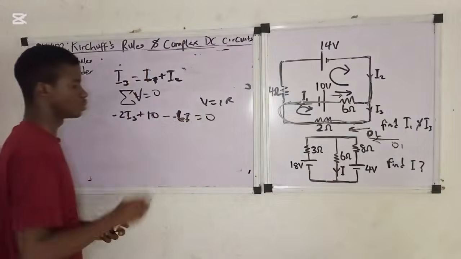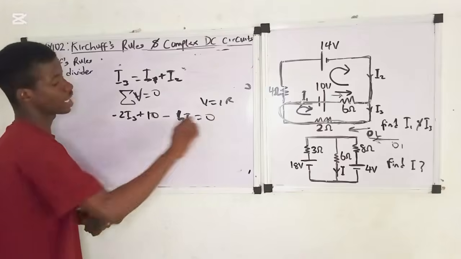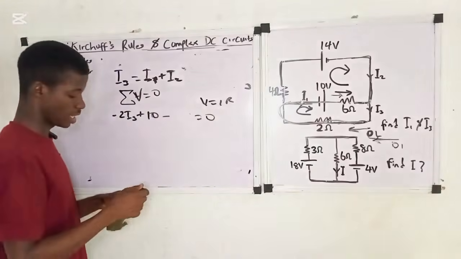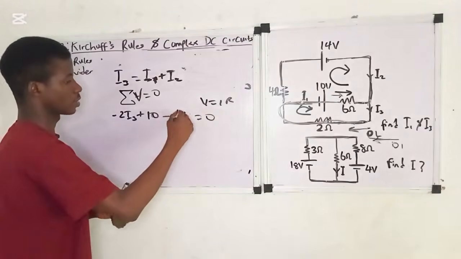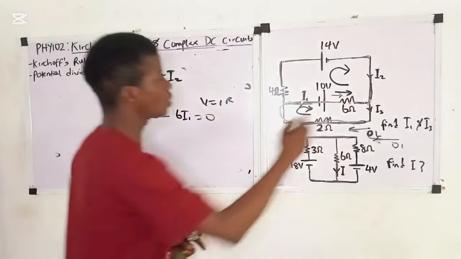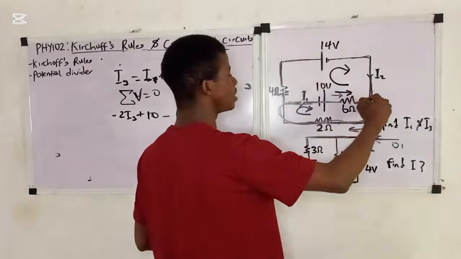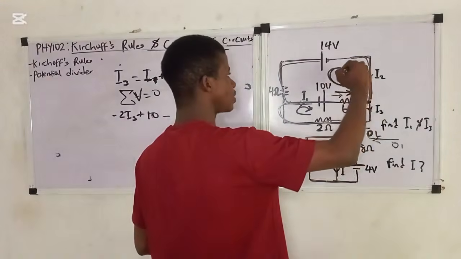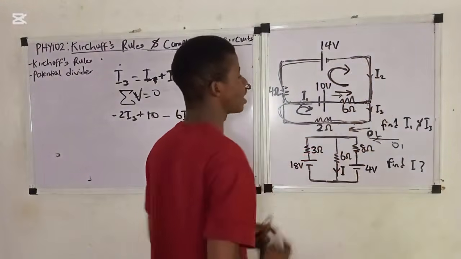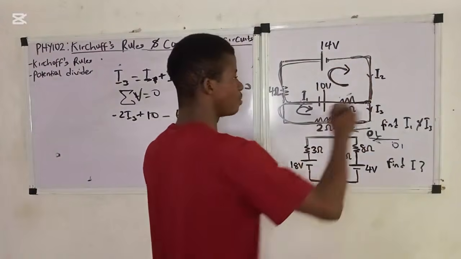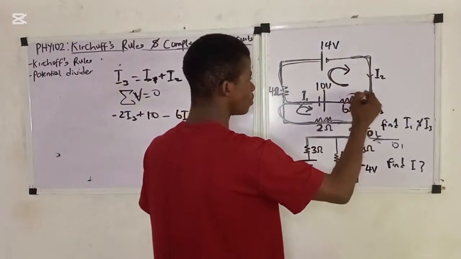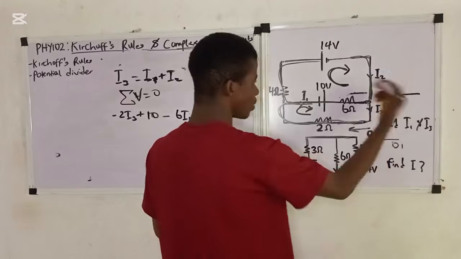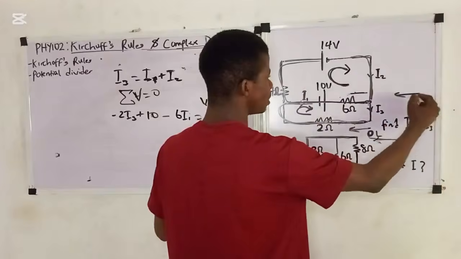Then what about the second loop? Okay, let's go total voltage across the second loop. Now this is the second loop. Remember, this is also the direction we assign to the second loop, right? We start from here. If we start from here, we are going like this. Direction of the loop is like this, right? We are going like this.